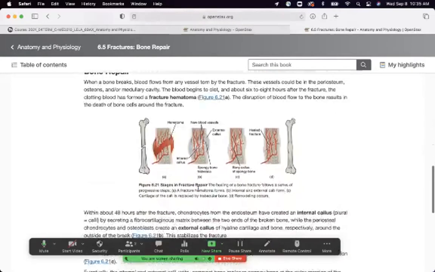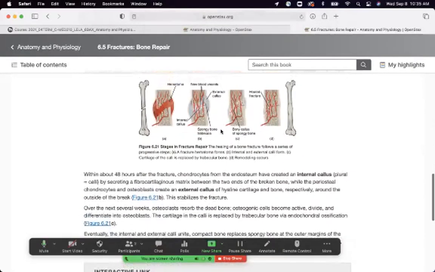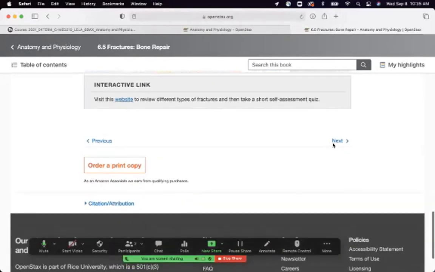Okay. Bone repair, we kind of talked about, and it's the same thing as remodeling. Same idea, same concept.